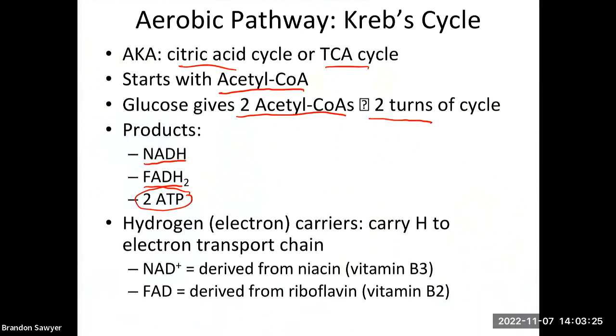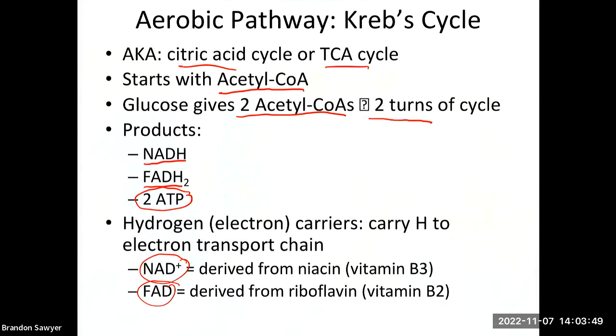The NADH and the FADH2, well, really the NAD plus and FAD, are both derived from vitamins that we need to eat. So vitamin B3 and vitamin B2, niacin and riboflavin. These are very important essential vitamins for us that help make up the enzyme complex that carries these electron-rich hydrogens over to the electron transport chain.